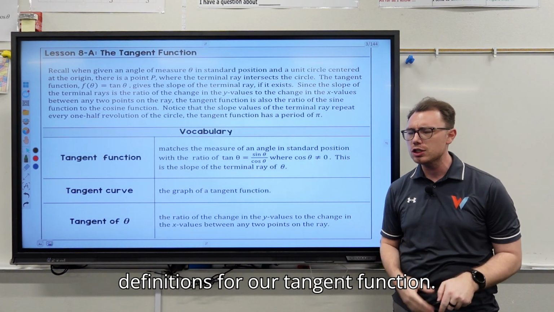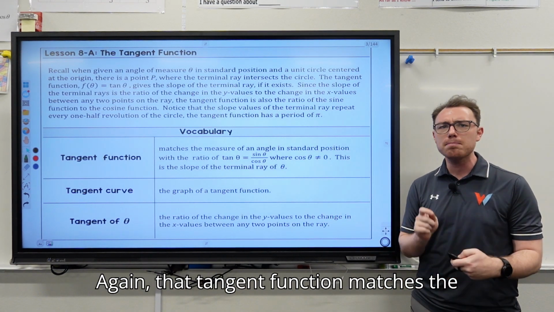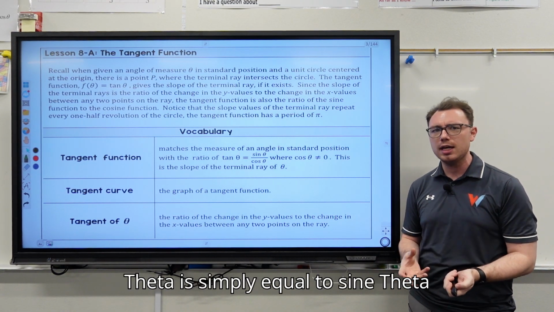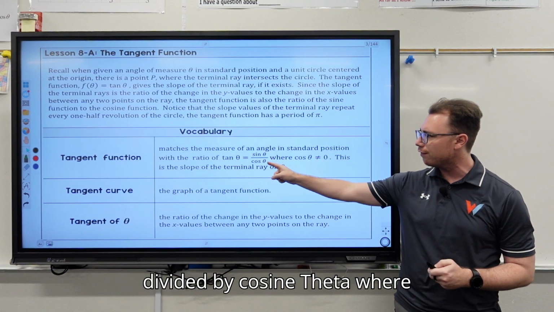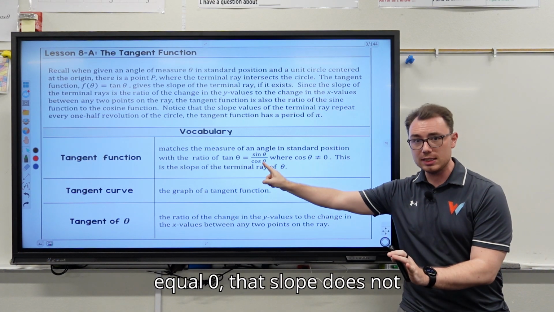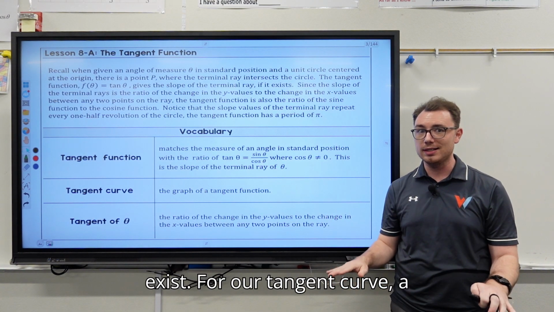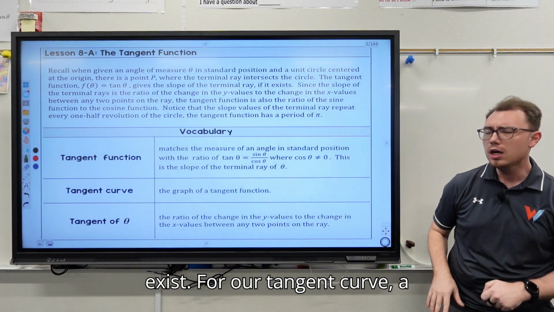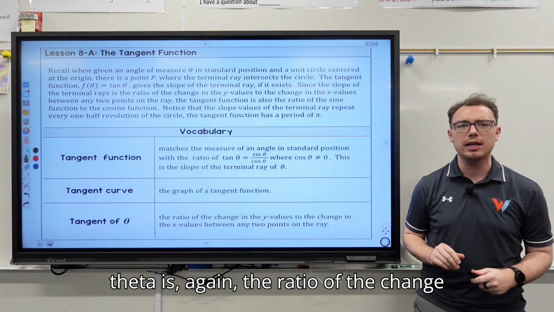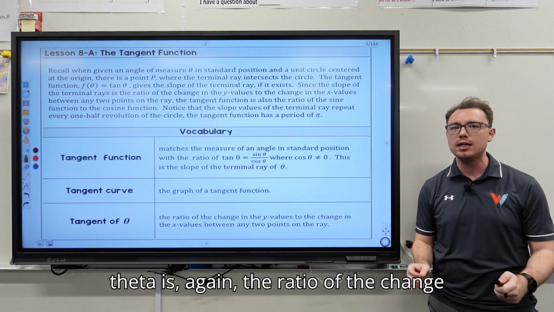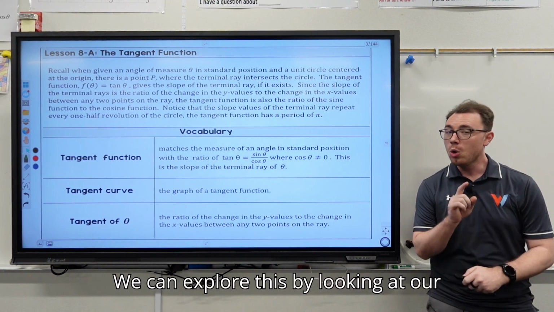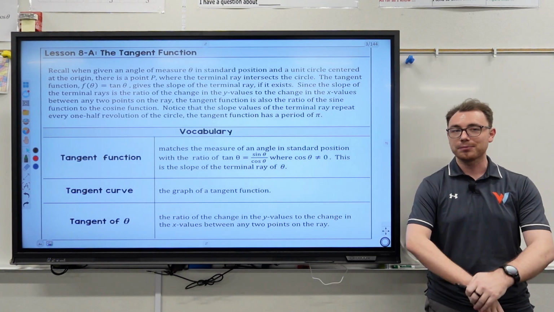A few quick definitions for a tangent function. Again, that tangent function matches the measure of the angle in that standard position, where tangent theta is simply equal to sine theta divided by cosine theta, where cosine cannot equal 0. If it does equal 0, that slope does not exist. A tangent curve is just the actual graph of a tangent function, while tangent of theta is again the ratio of the change in the y values to the change in the x values between any 2 points of the ray. We can explore this by looking at our examples today.